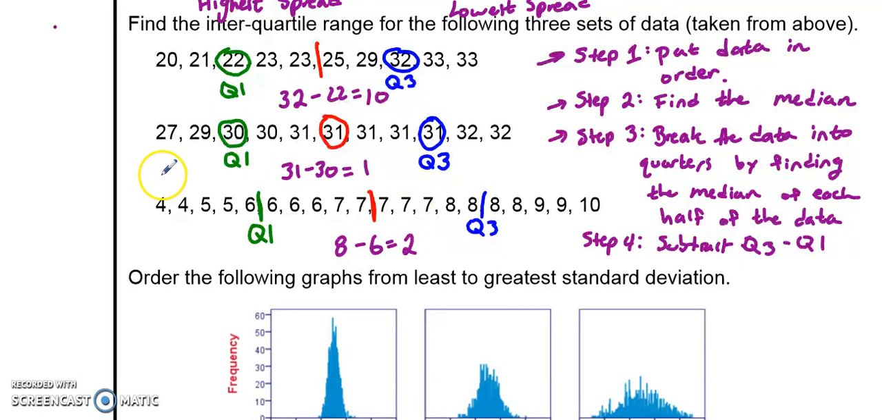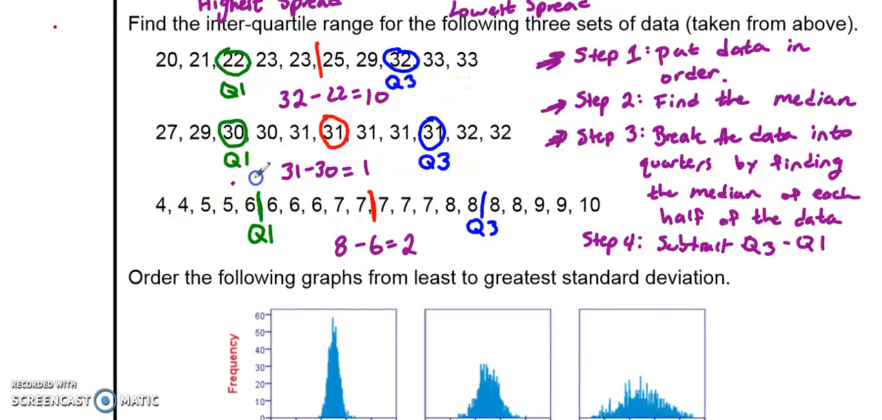So to recap, to find the interquartile range, we first put the data in order. Then we found the halfway point, the median, in red here. Then we broke the data into quarters by finding the median of each of those halves, in green for quartile 1 and blue for quartile 3. And once we found quartile 1 and quartile 3, we subtracted them to get the interquartile range. Now remember, the point of all this is to find some sort of range that doesn't include the maximum and minimum, so it doesn't have any outliers in it.